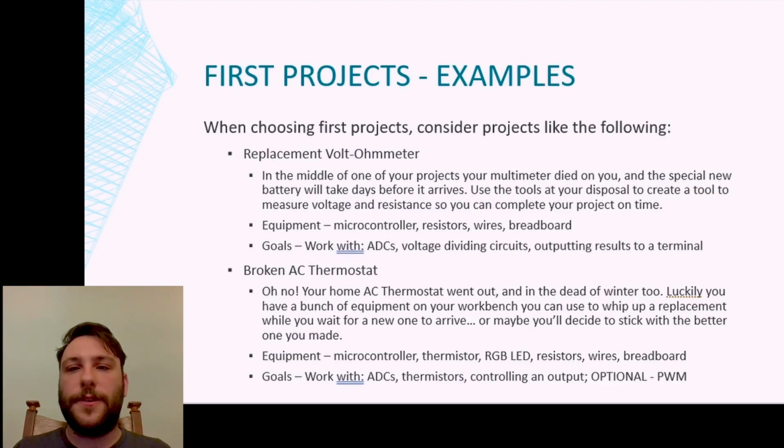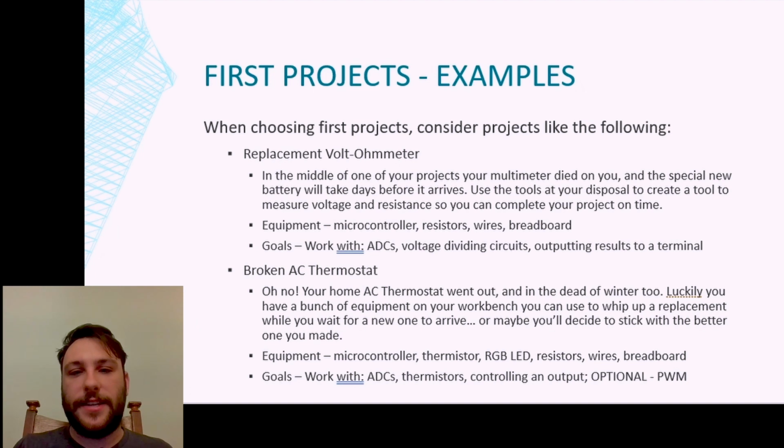So let's go ahead and look at some of the first examples that I tend to use, especially the JROTC Cyber Command lessons on reverse engineering that I've developed. First off is the replacement volt ohmmeter. The scenario is, in the middle of one of the projects, your multimeter died on you, and the special new battery will take a few days to arrive. And you have to use the tools at your disposal to create a tool to measure voltage and resistance so you can complete your project on time. The equipment utilized in this lab is a microcontroller, resistors, wires, and a breadboard. The goals for this lab are to get the students to work with analog to digital converters, voltage dividing circuits, and outputting results to a terminal.